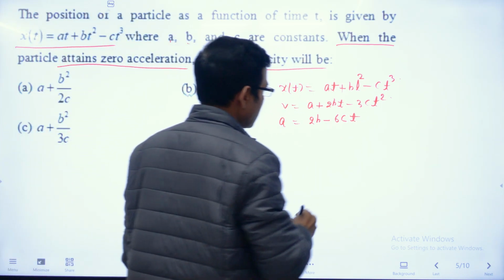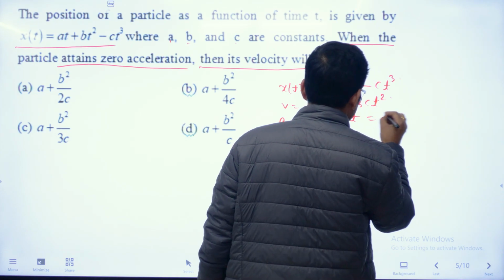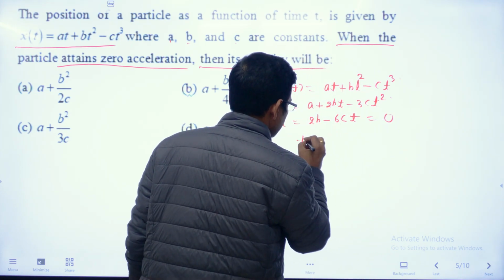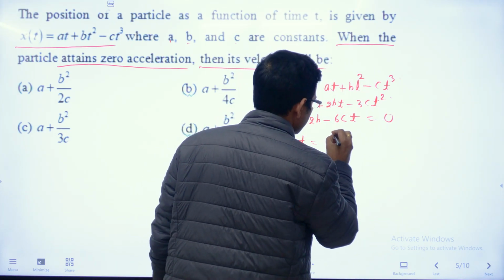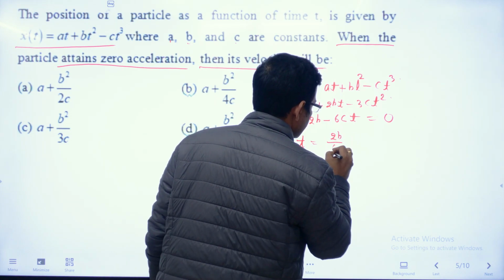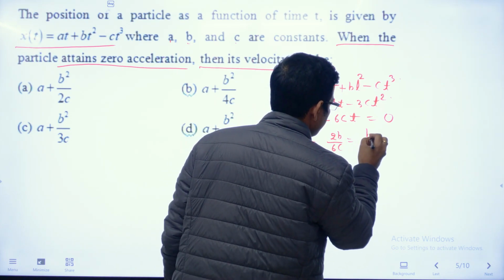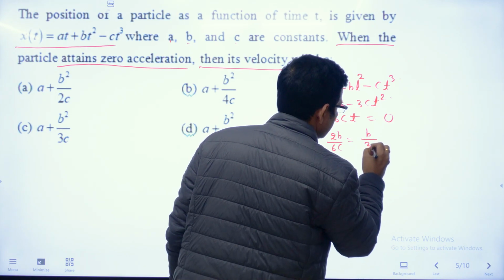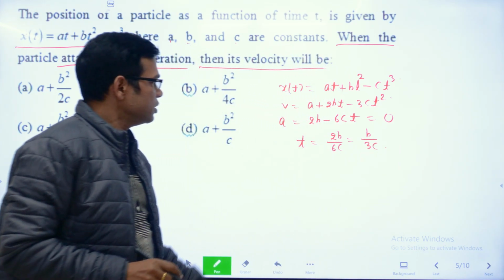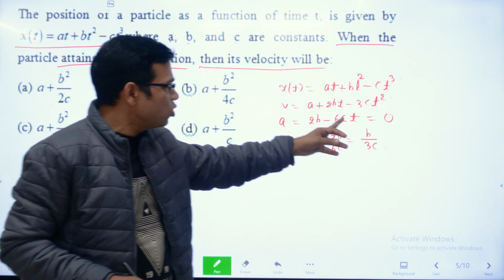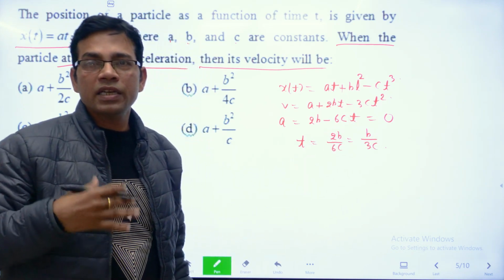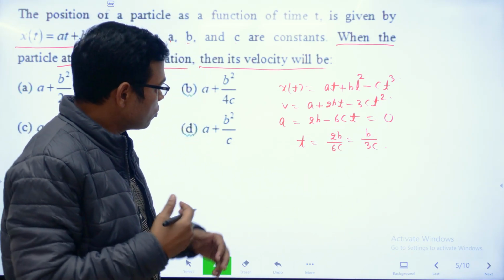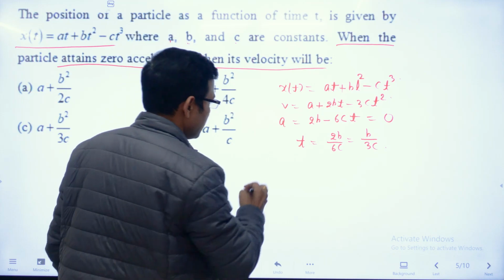When the acceleration becomes zero, so what is the t? So t will be equal to 2b divided by 6c. It means it is equal to b divided by 3c. जब t is equal to b by 3c में एक्सेलरेशन जीरो हो जाएगी. तो उस समय पार्टिकल की वेलोसिटी क्या हो जाएगी?